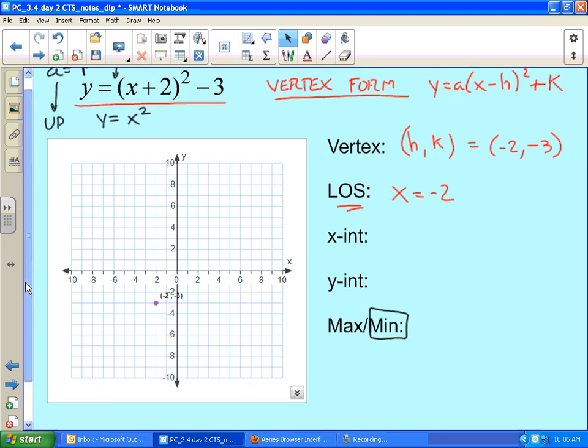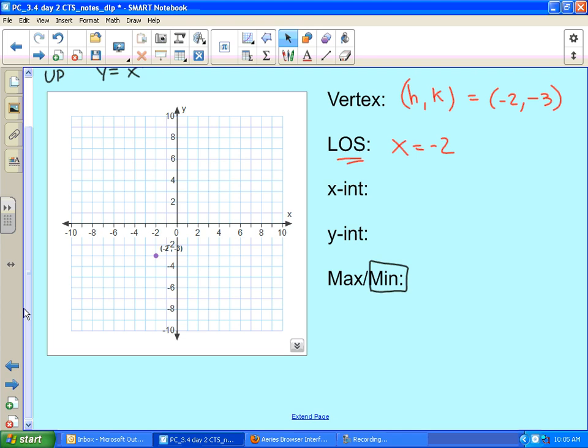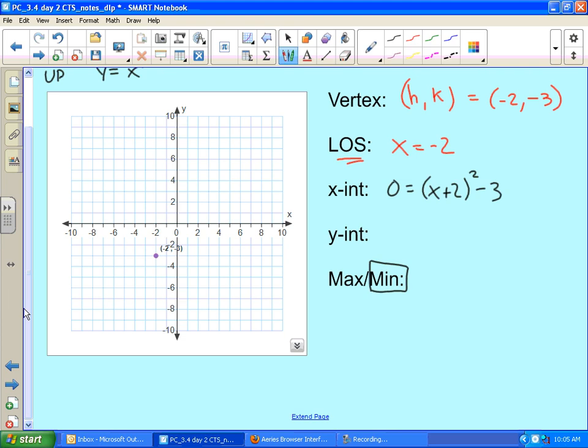Now look what happens when you do that to an equation that's in parabolic or vertex form. If I make y equal 0, I get 0 is equal to (x plus 2) squared minus 3. So how would I solve that? Yeah, you can isolate the squared term. Isolate. That's a great word. So add 3, so I get 3 is equal to (x plus 2) squared.